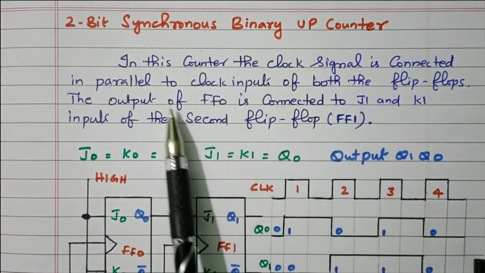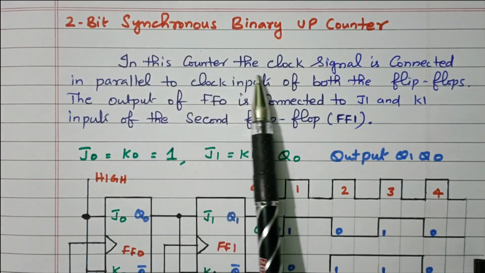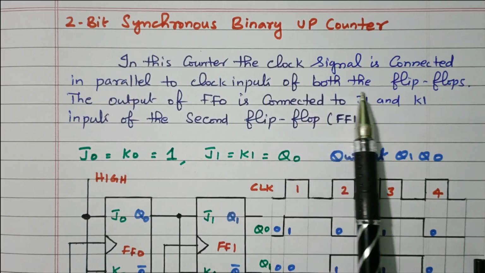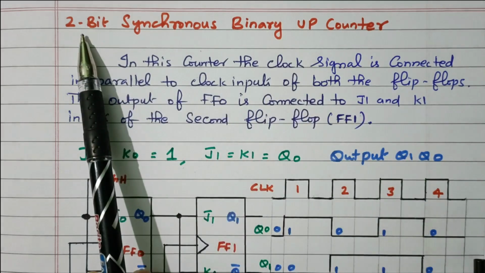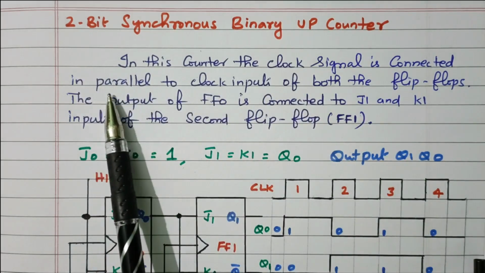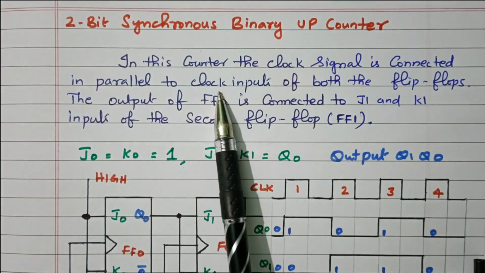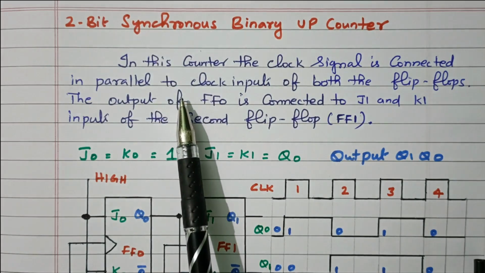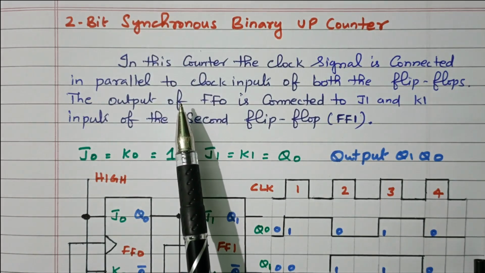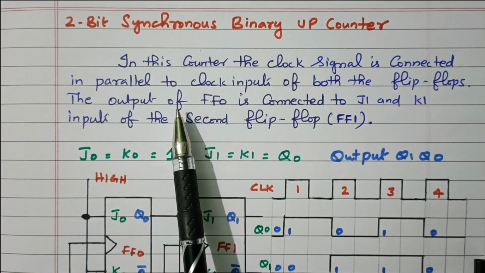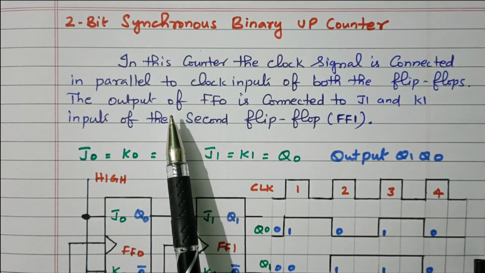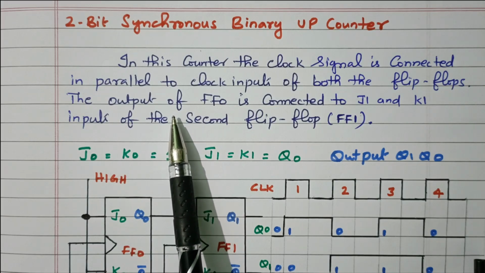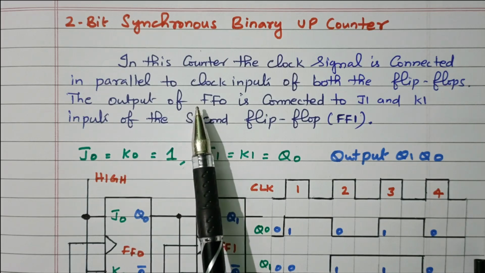Now we'll see the detail. In this counter, the clock pulse is connected in parallel to the clock input of both the flip-flops. Because of 2-bit we need 2 flip-flops. The clock pulse is connected in parallel to both flip-flops; that is called synchronous. Asynchronous means the clock pulse is given to the first flip-flop, and the output of the first flip-flop is connected to the clock pulse of the second flip-flop. So that is asynchronous.